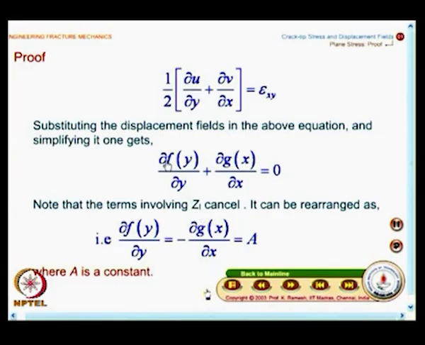So, ∂f(y)/∂y plus ∂g(x)/∂x equal to 0. This is what you get when you substitute it, and this can be rearranged as ∂f(y)/∂y equal to minus ∂g(x)/∂x equal to a, and a is a constant, and we will investigate what is the influence of this.